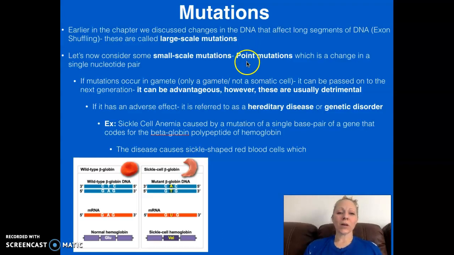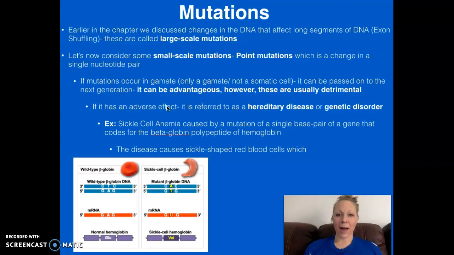But now we're going to consider point mutations, and then later on in this chapter we'll consider large-scale mutations again in the last slide. But point mutations are small-scale mutations. They're a single nucleotide pair change, and these once again can be advantageous or they can be detrimental. More likely, it's going to be detrimental. It might be silent, and very rarely it can be advantageous.